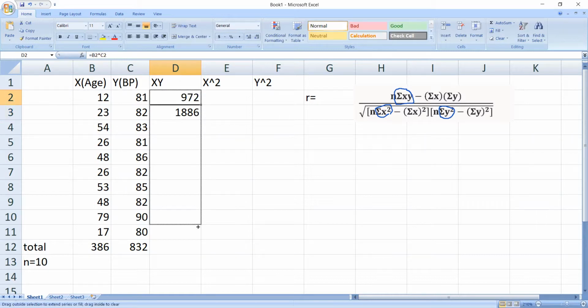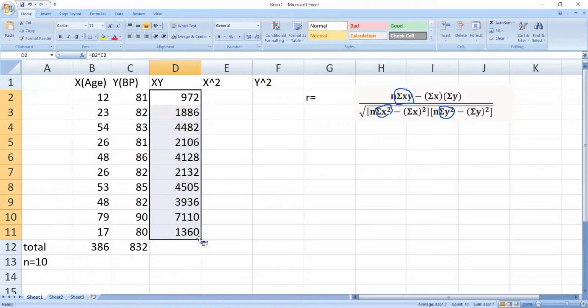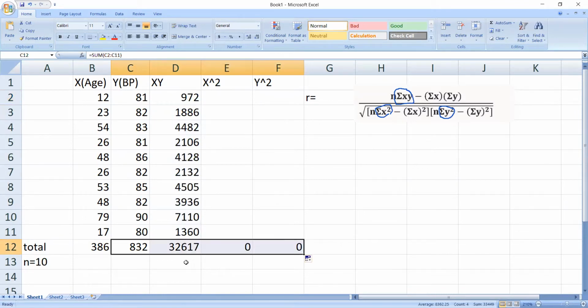So for every x and y, you can compute the product. And now I need the total of that. So my total of xy, which is sigma xy, has come to 32,670. Next terms required are total of x square.